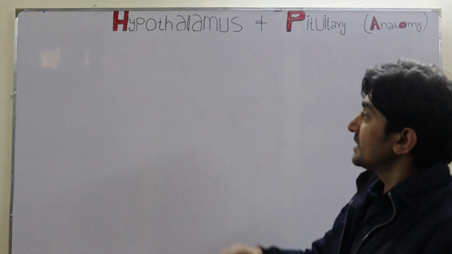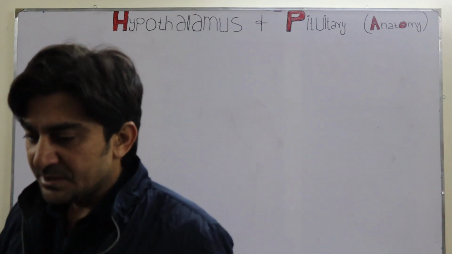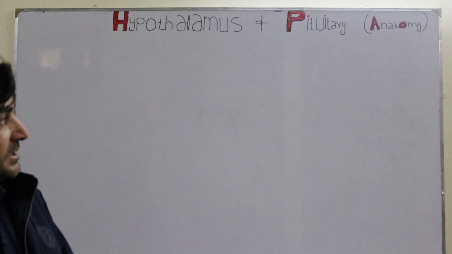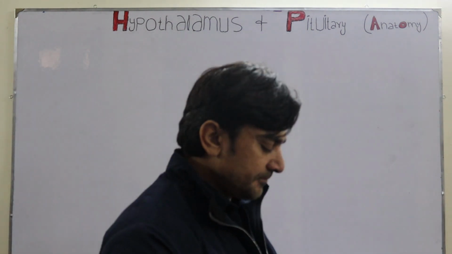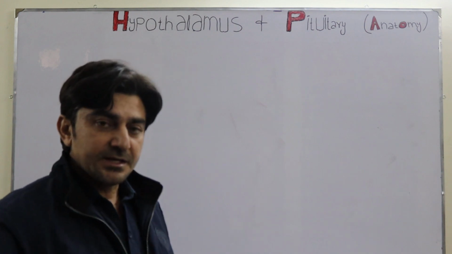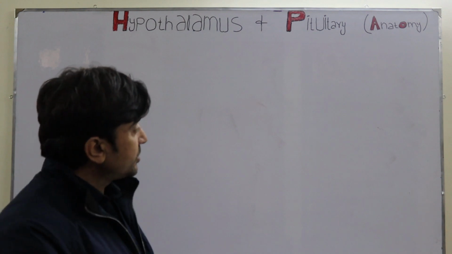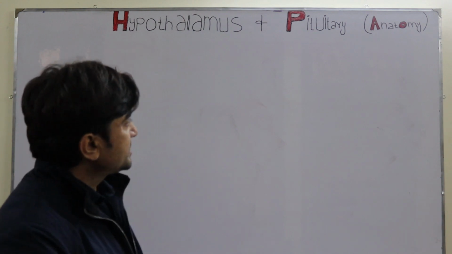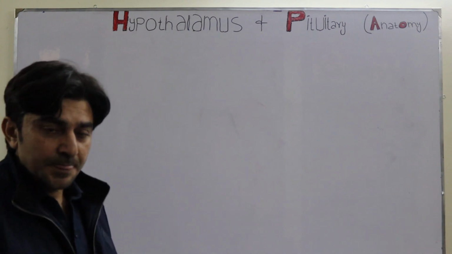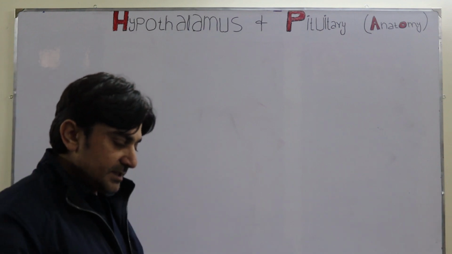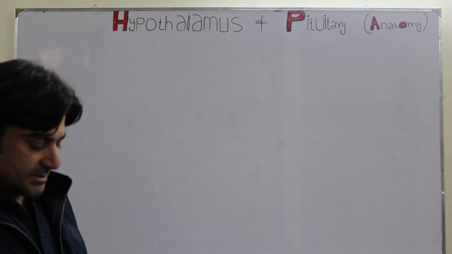In this lecture, I will talk about hypothalamus and pituitary anatomy, how hypothalamus and pituitary are connected with each other, how hypothalamus regulates the hormones of the pituitary gland, that is to say, how hypothalamus stimulates the pituitary gland to release or to secrete its hormones. Before going into detail of this topic, let me briefly talk about the development of hypothalamus, from which region of embryonic nervous tissue hypothalamus develops.